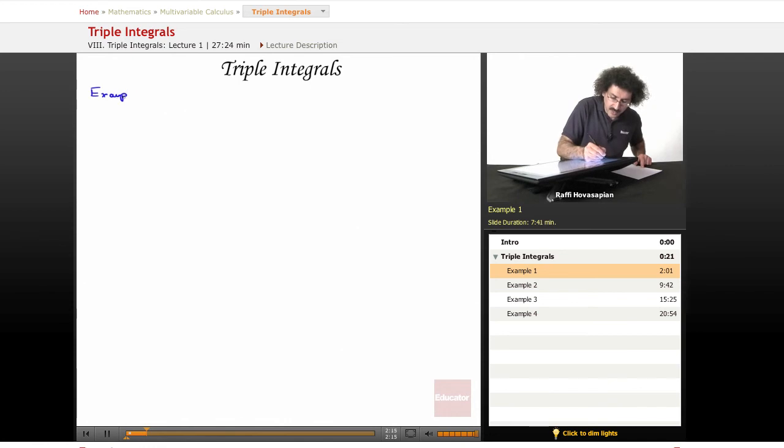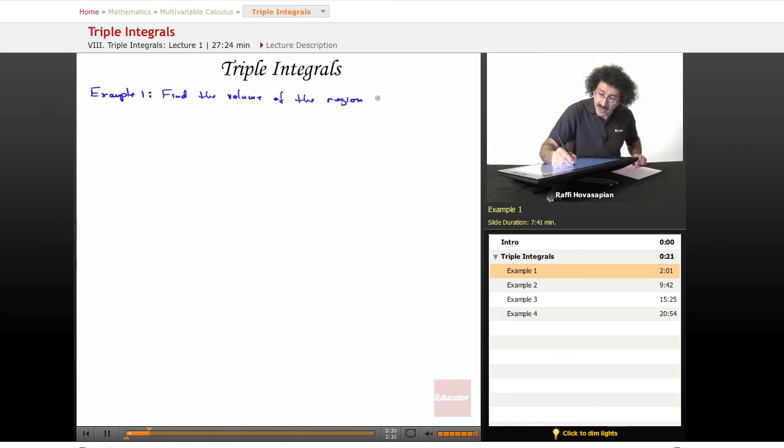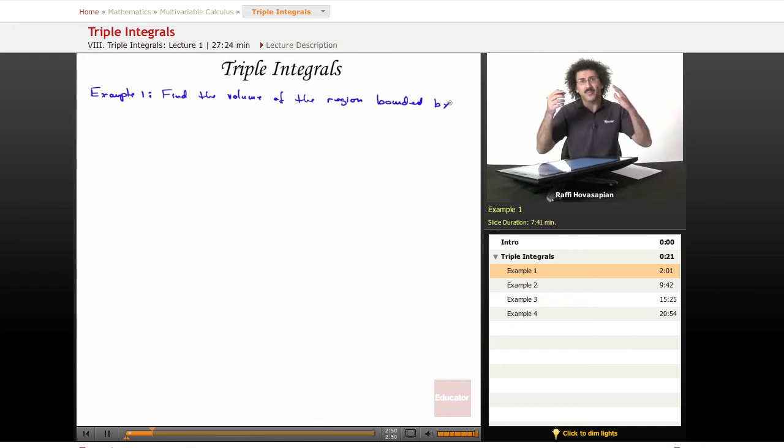Example 1. Okay, find the volume of the region bounded by, and again with these triple integral problems, the problems themselves can be worded in all kinds of ways. Sometimes they'll give you the equations explicitly. Sometimes they'll say it's bounded by this, bounded by that. You have to work out the equation. So there's no one way that you're going to see these integration problems.